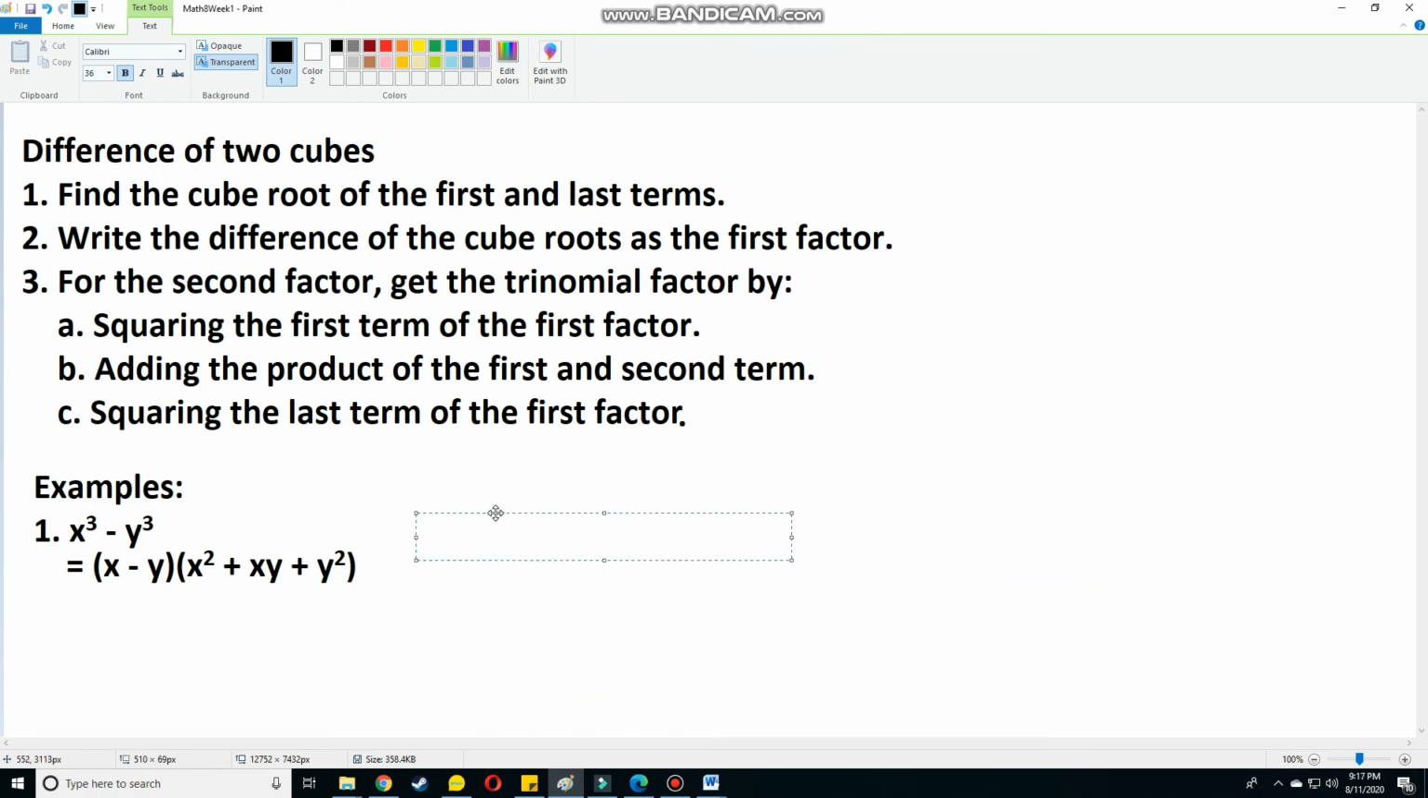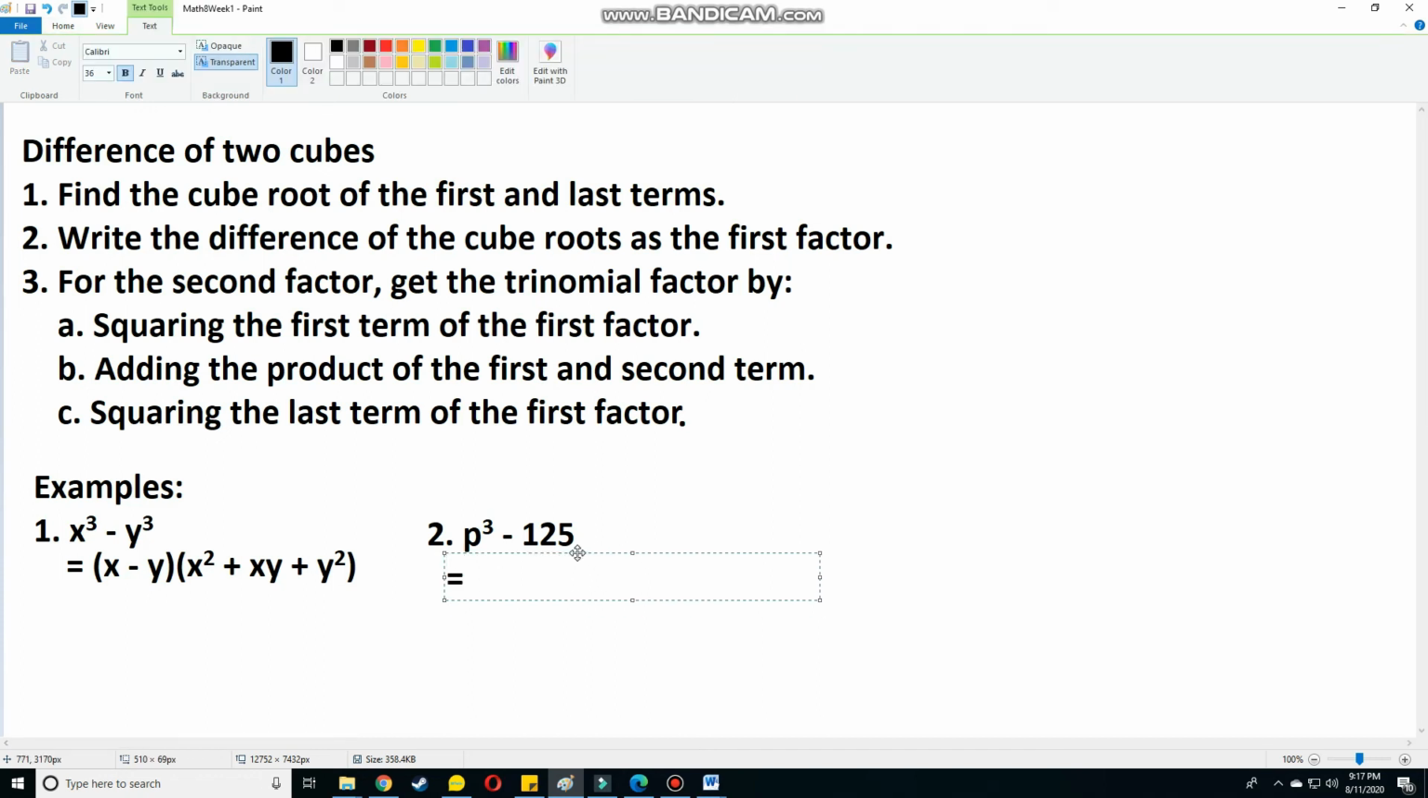Example number 2. Let's have p cube minus, let us say, 125. Okay, p cube minus 125. So now this is a difference of two cubes. There are two cubes, and the sign in the middle is a subtraction sign, difference of two cubes.